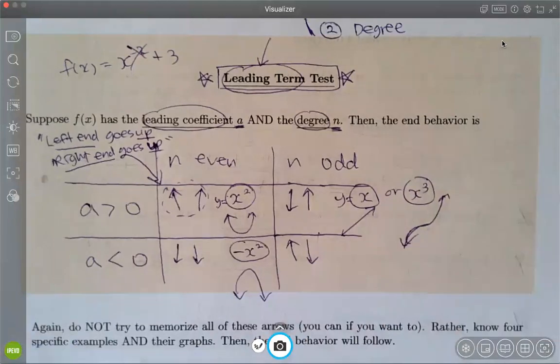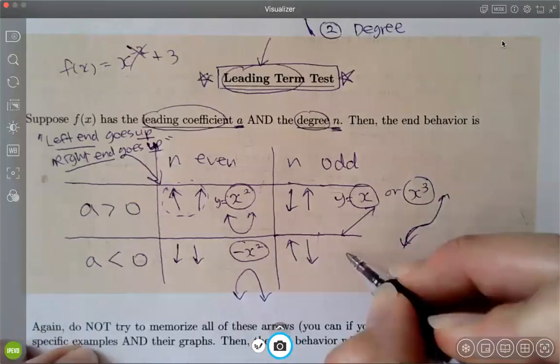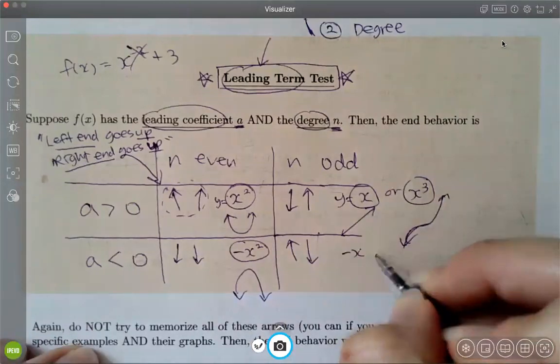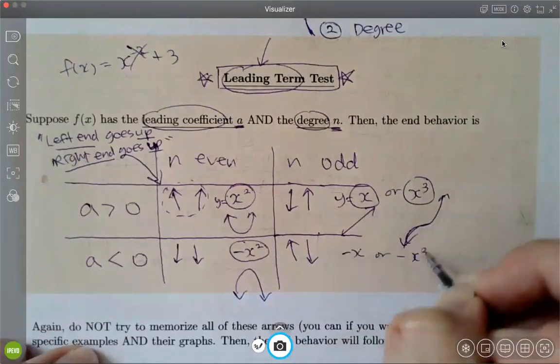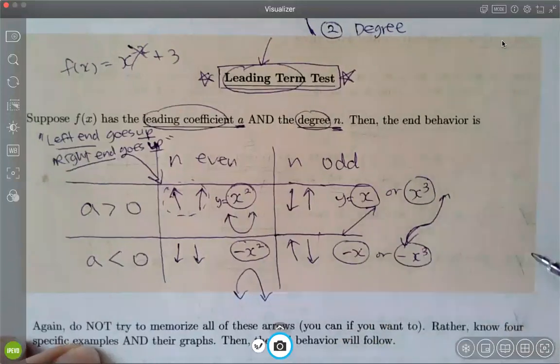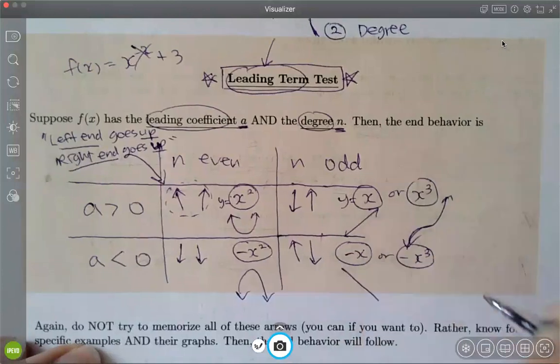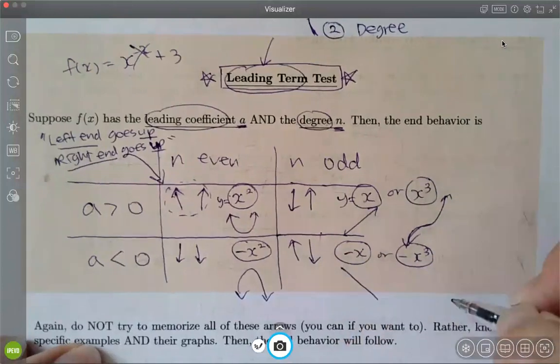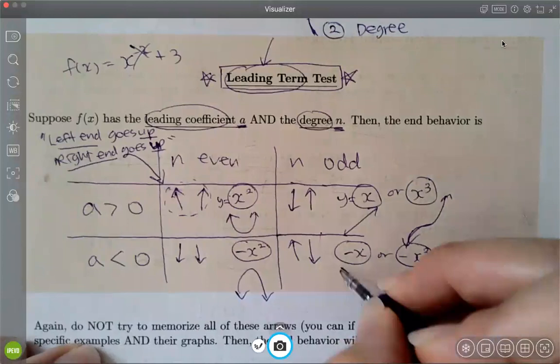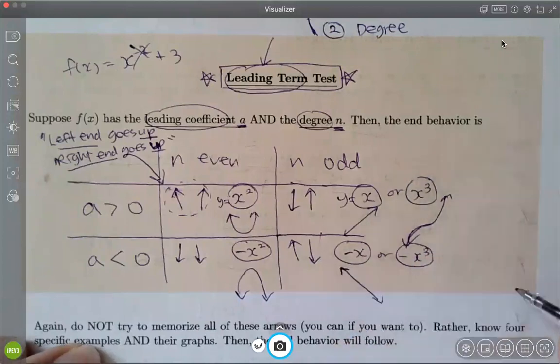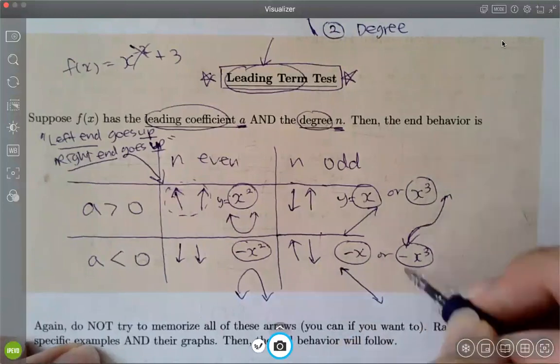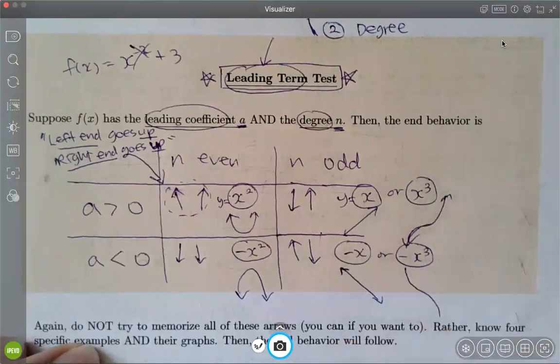And for the odd case, we can look at negative x or negative x cubed, either way. Now, y equals negative x looks like this, right? And the left hand is going up, the right hand is going down. And for negative x cubed, it's the other way, like that. So indeed, left hand going up, right hand going down.